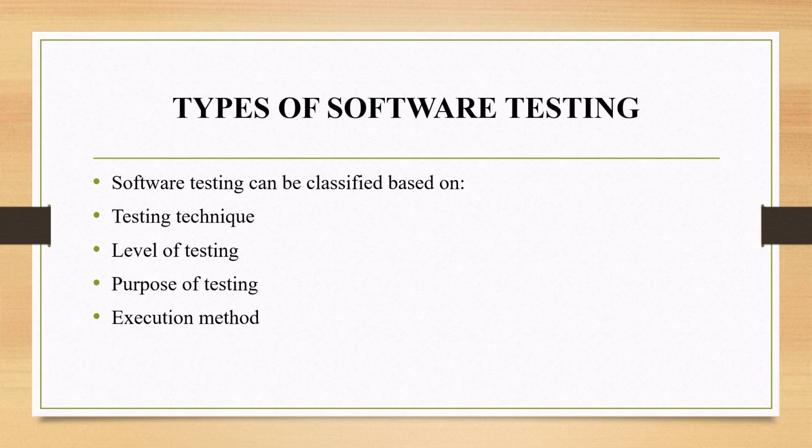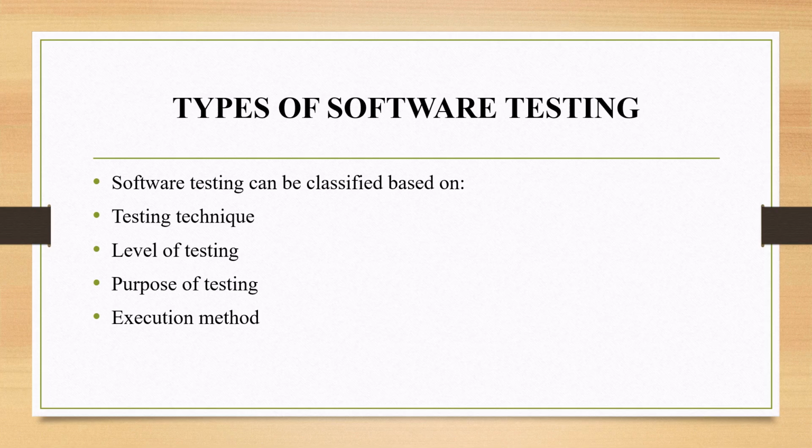Next one is based on the testing approaches. There are some types. What are they? Black box testing, white box testing and gray box testing. In black box testing, the tester does not know the internal coding. They focus on functionality. In white box testing, the tester knows the internal code and logic. In gray box testing, it is a combination of both black box and white box techniques.